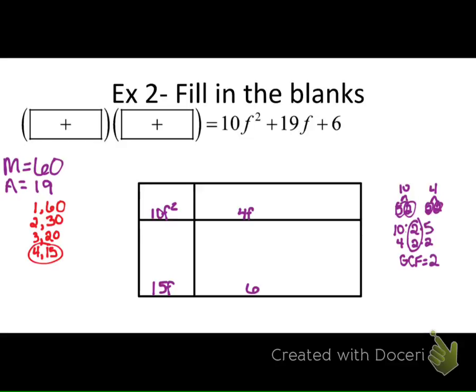But don't forget that you have a variable attached to these, so I have an f squared and an f. What is the least amount of variables that I have? Just one f, right? So my greatest common factor, which is going to plug into my height for my top row, is going to be 2f. So I'm just going to plug that in here. Just that top row.